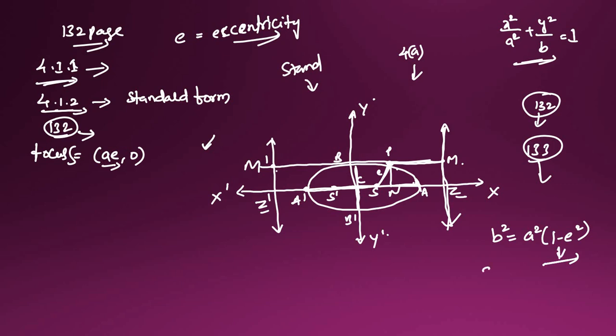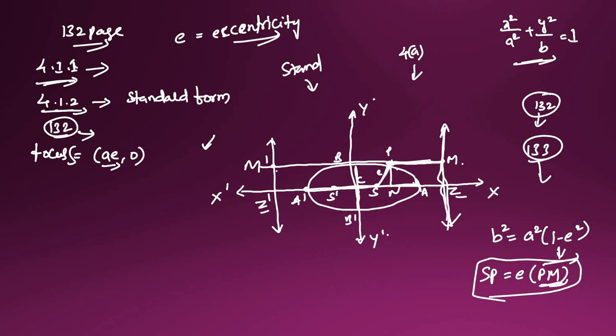And again you will find SP is equal to e into PM. We will also find this in the last one, therefore SP is equal to e into PM. So this PM, where is the PM? So this is perpendicular to this directrix, PM.